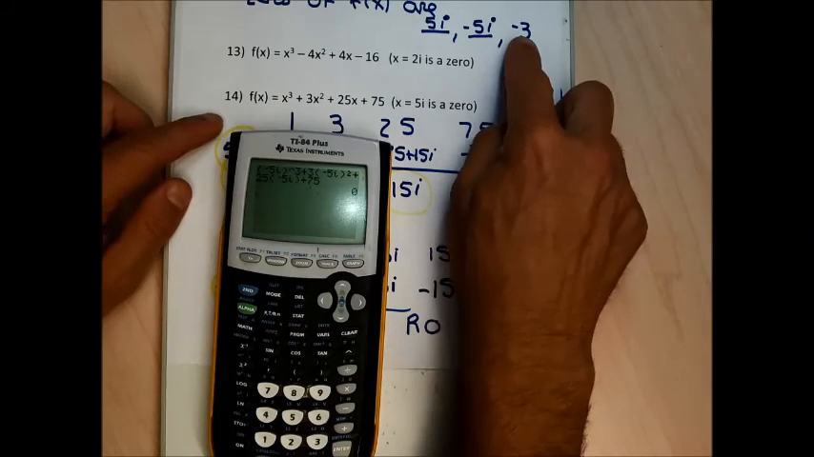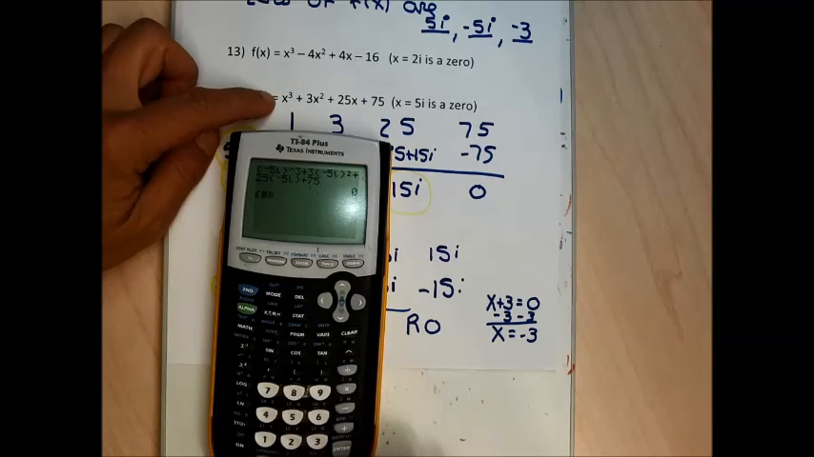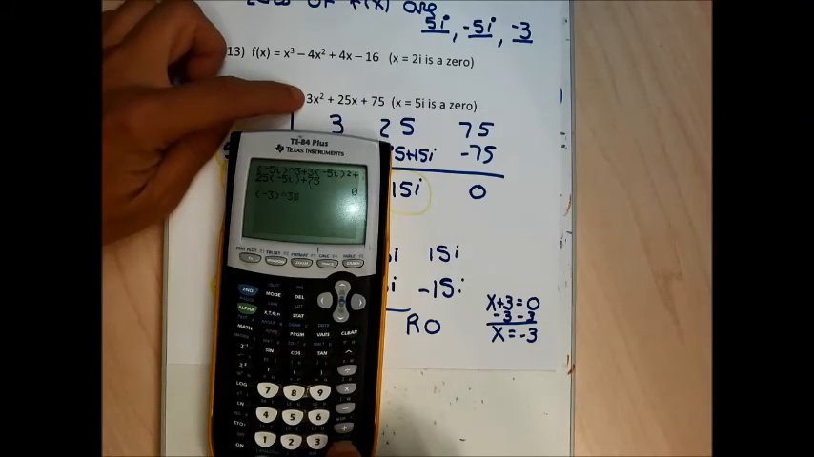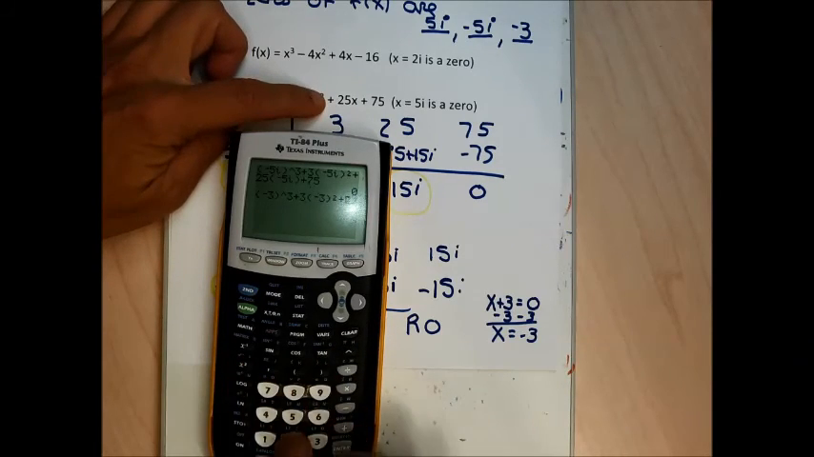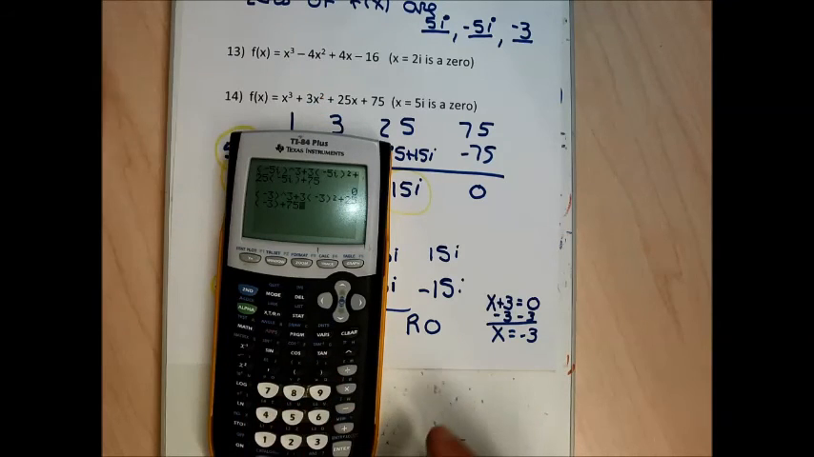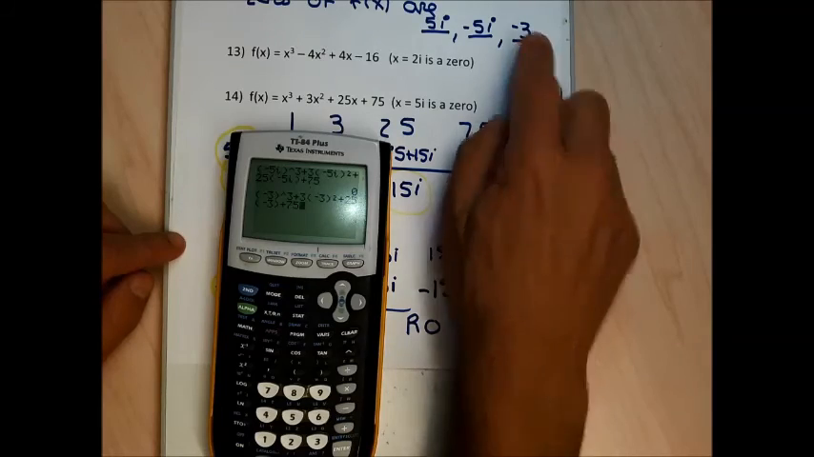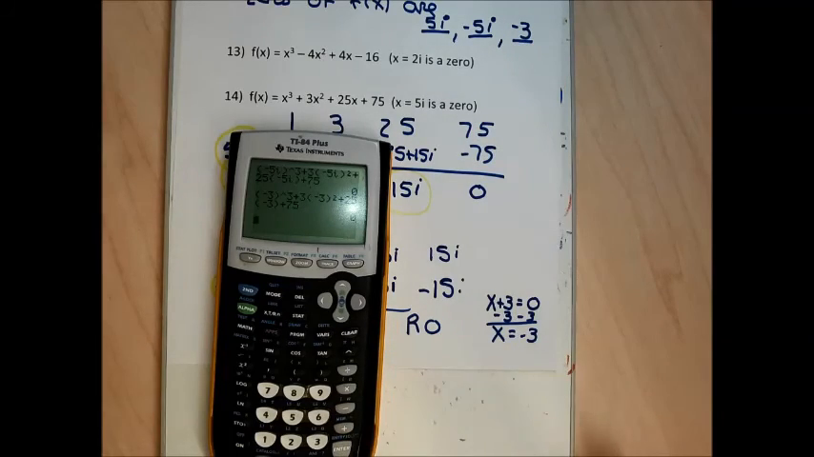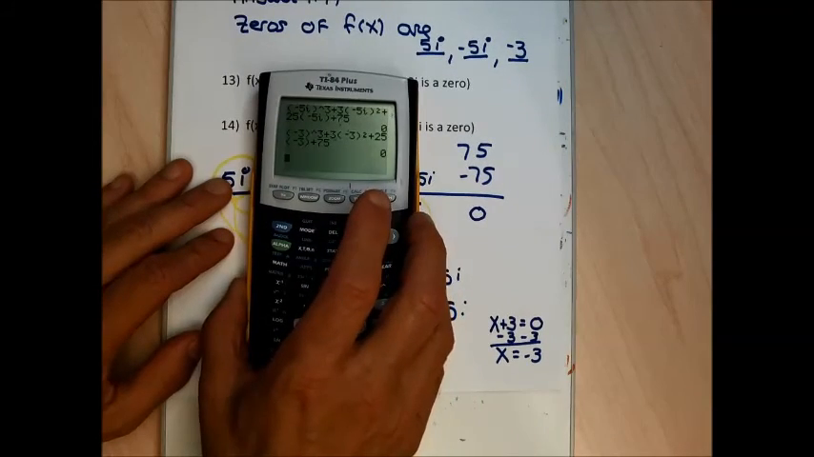Similarly, I can check the negative 3 by going parentheses negative 3 up arrow cubed plus 3 parentheses negative 3 squared plus 25 parentheses negative 3 plus 75, and I should get 0 when I hit enter. If I didn't, my answer was wrong, but because I got 0, I know my answer was right.